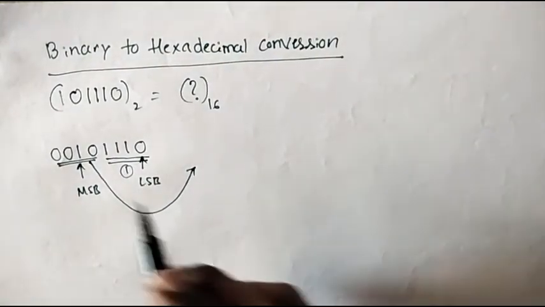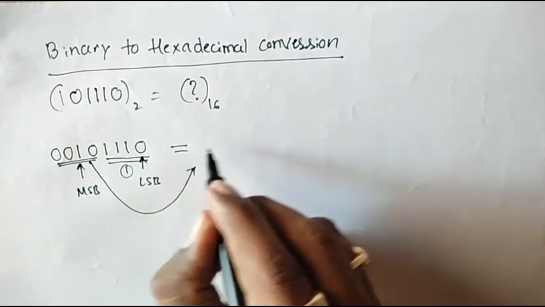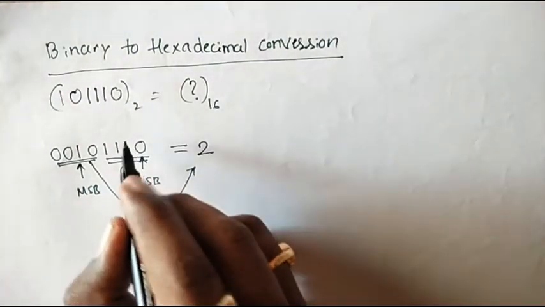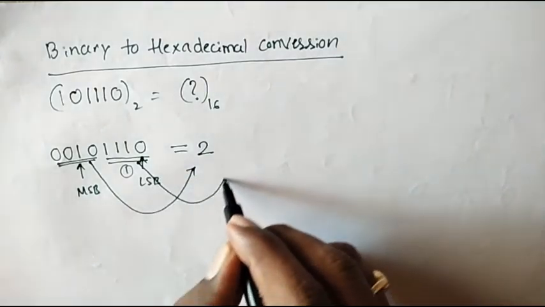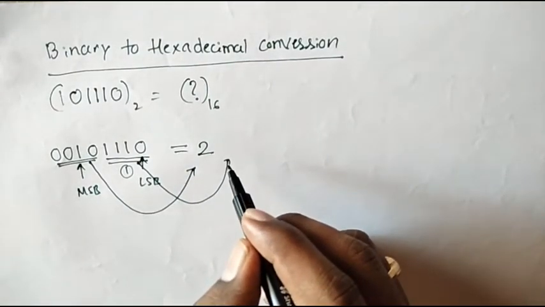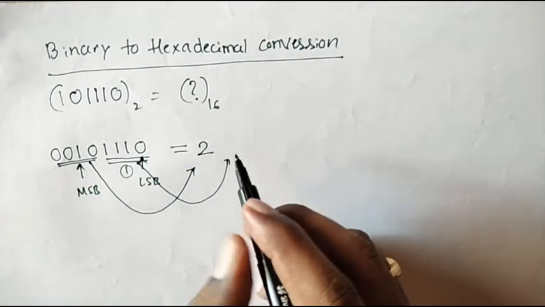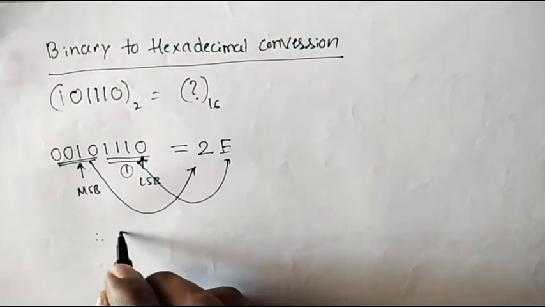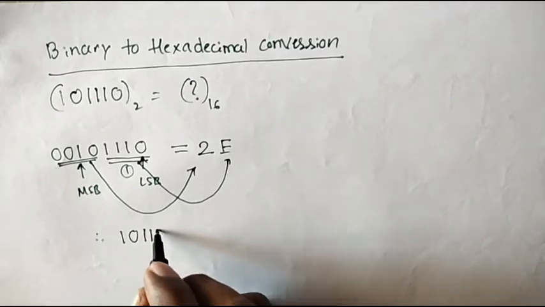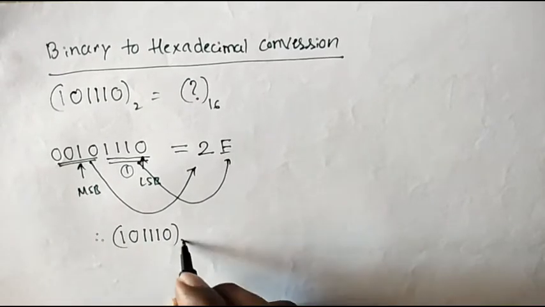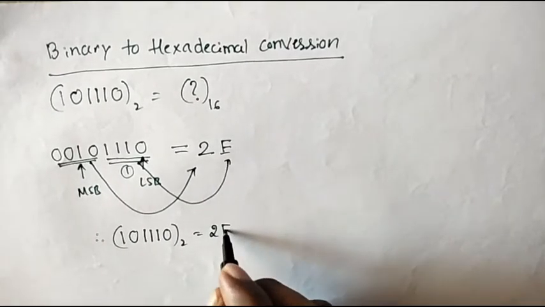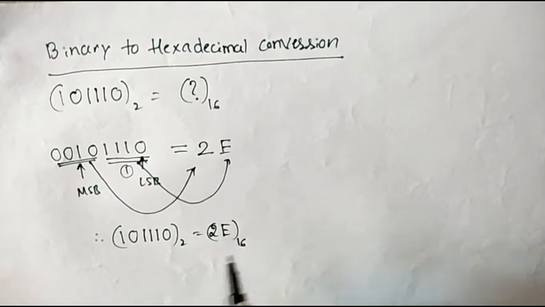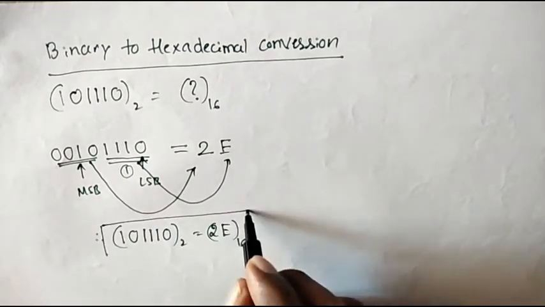Now represent the hexadecimal equivalent of this: 0010 is nothing but 2, and the hexadecimal equivalent of 1110 is nothing but E. Therefore, we can write 101110, which is in binary, is equal to 2E in hexadecimal. You can refer to the table for this.